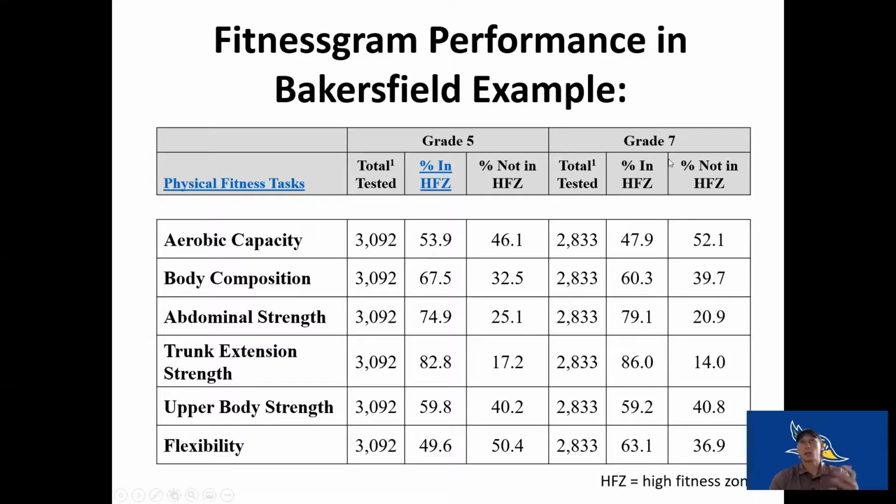And we can compare that to our 7th graders. We see that a higher percentage of the 7th graders fit the healthy fit zone for abdominal strength compared to our 5th graders. So maybe they're getting stronger, and maybe they're a little bit more flexible than their younger counterparts. Okay, so those are some examples of how we would use those percentiles to compare and describe, using descriptive statistics, what's going on with that population.